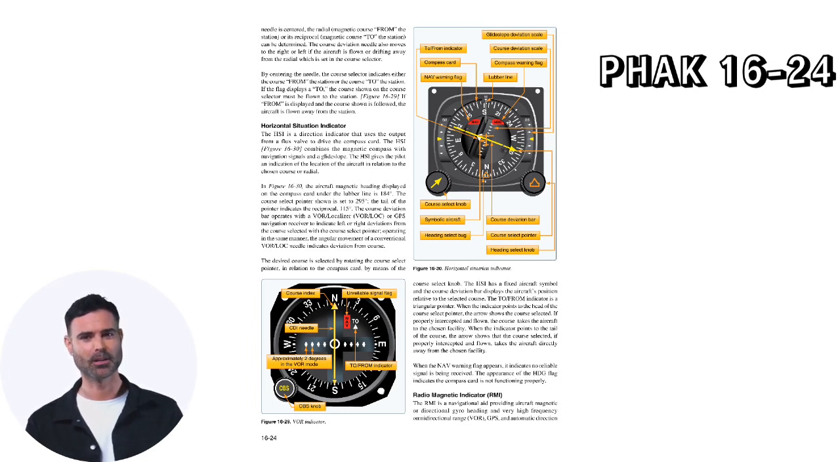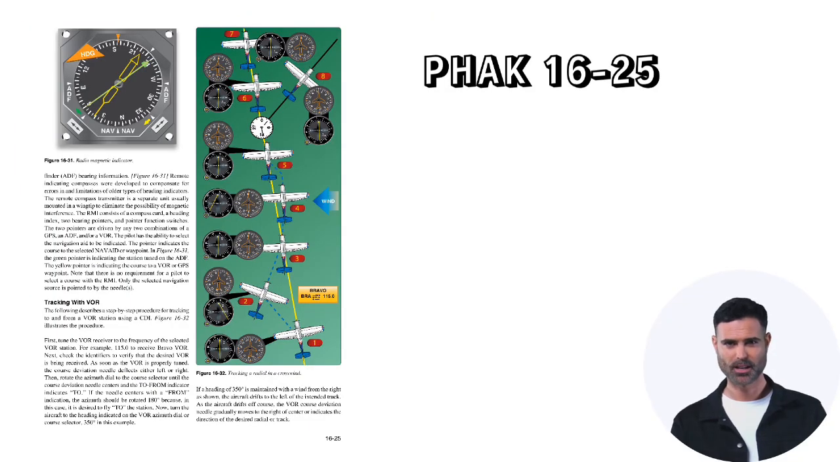Radio Magnetic Indicator, RMI. The RMI is a navigational aid providing aircraft magnetic or directional gyro heading and very high frequency omnidirectional range (VOR), GPS, and automatic direction finder (ADF) bearing information. Remote indicating compasses were developed to compensate for errors in and limitations of older types of heading indicators. The remote compass transmitter is a separate unit usually mounted in a wingtip to eliminate the possibility of magnetic interference. The RMI consists of a compass card, a heading index, 2 bearing pointers, and pointer function switches.